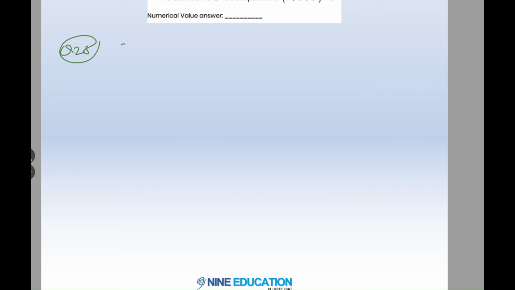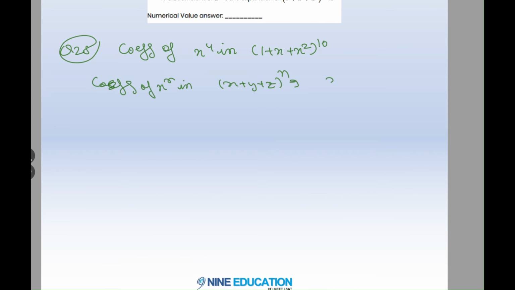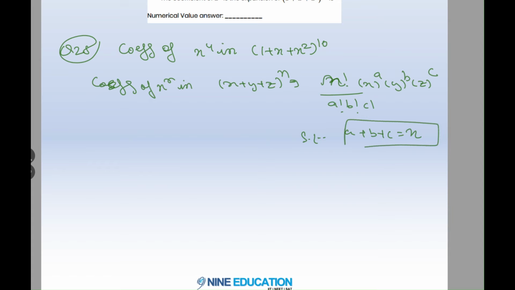Question number 25. Coefficient of x⁴ in (1 plus x²)¹⁰. The coefficient of x^r in (x plus y plus z)^n is n factorial by a factorial, b factorial, c factorial into x^a y^b z^c, such that a plus b plus c is equal to n, and all of them are less than r.